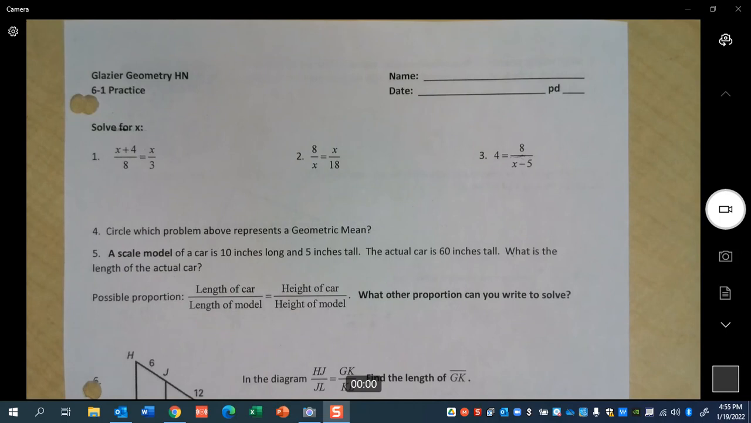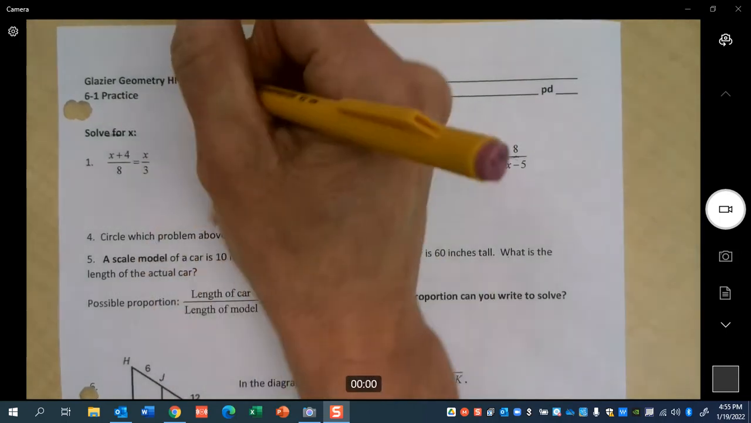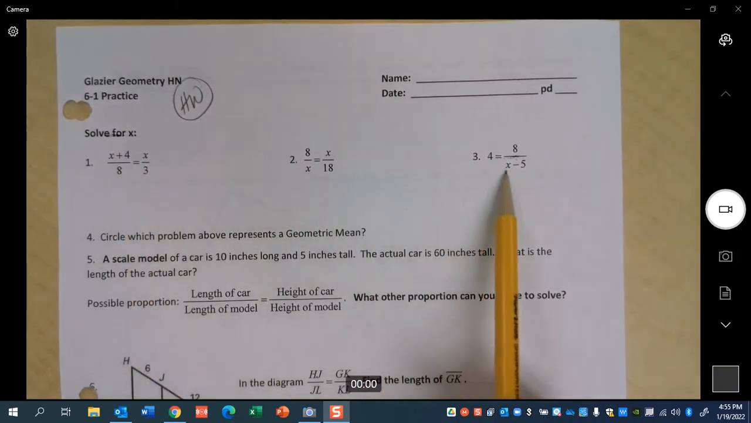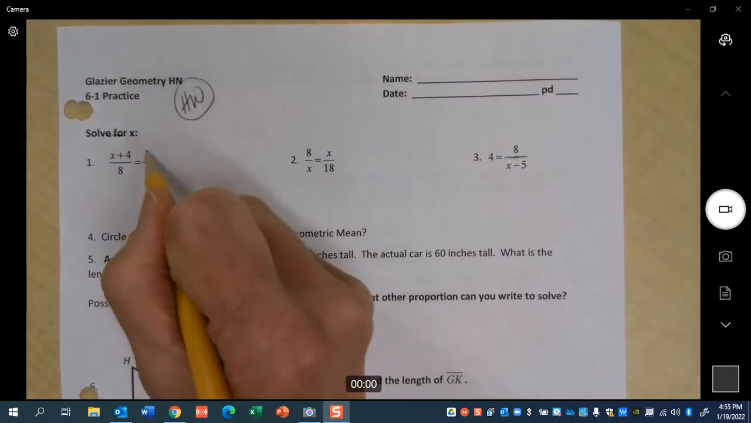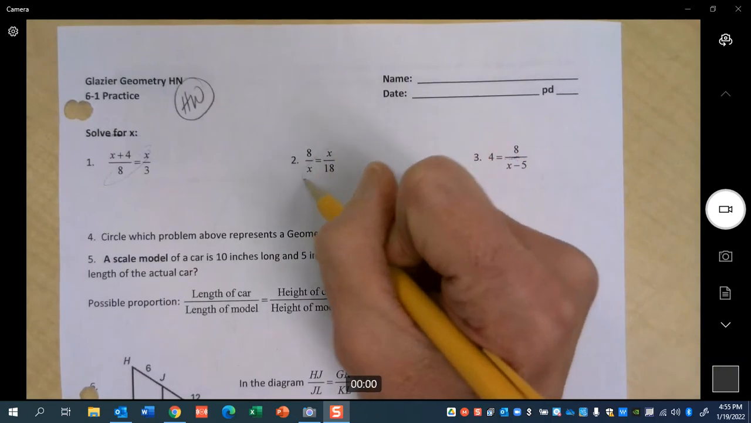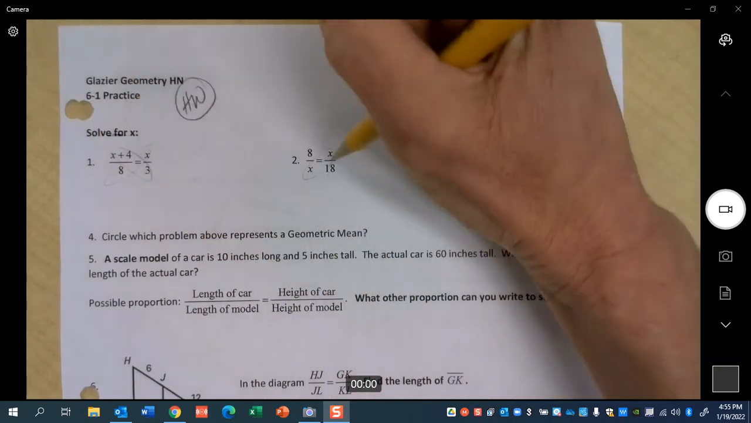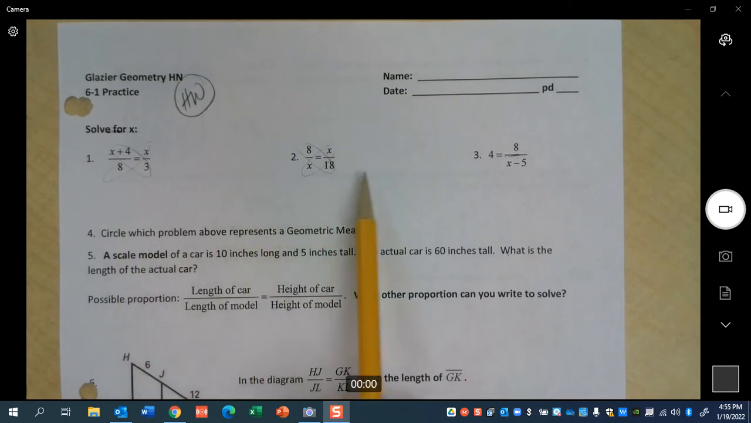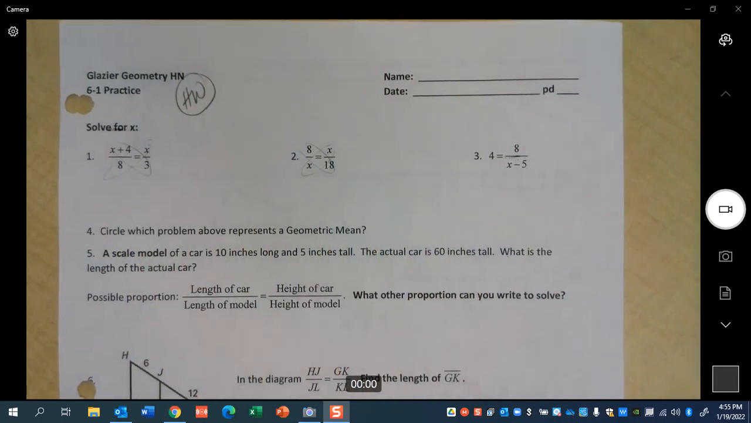All right, last piece of the puzzle. Here's your homework. You've got some proportions to solve by using cross products. So you want to go ahead and multiply your means and your extremes. One of these problems shows you the geometric mean. So look through that and go back to the notes and see what that means.